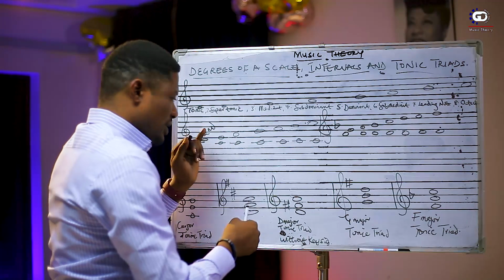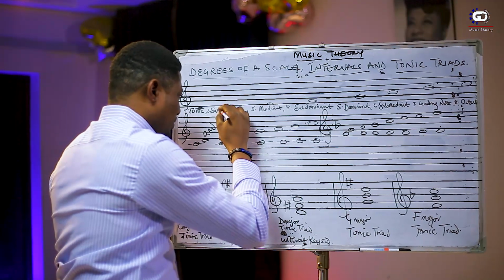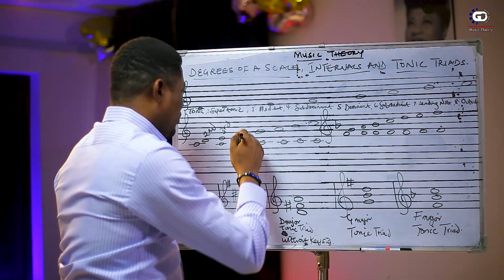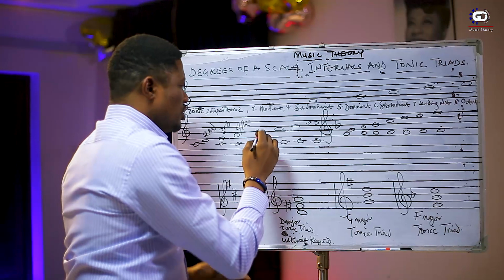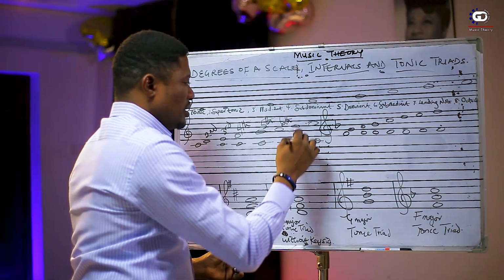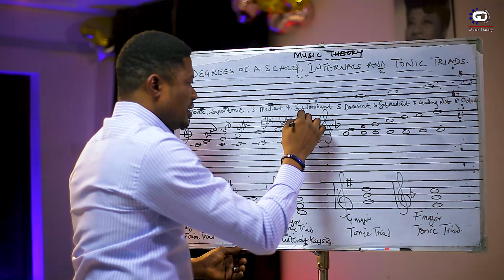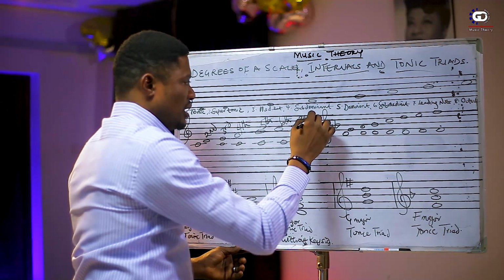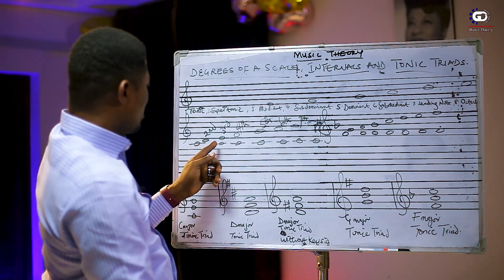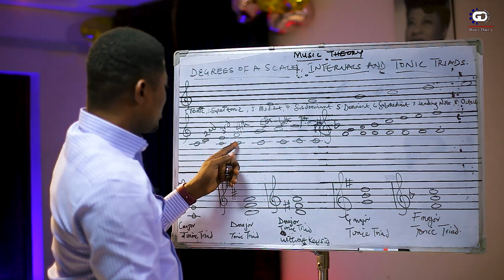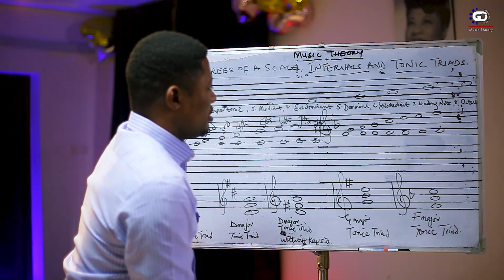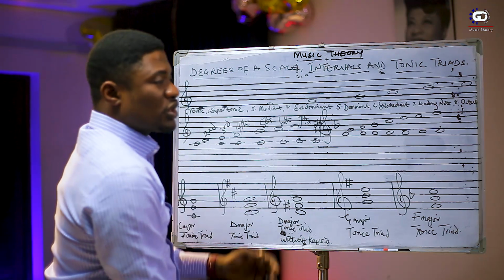C to E, just count C, D, E, is a third, an interval of a third. C to F is an interval of a fourth. C to G is a fifth. C to A is a sixth. C to B is a seventh. And C to C is an eighth. So this is the interval of a second, a third, a fourth, a fifth, a sixth, a seventh, and an eighth, right? And you can do this also in any key.